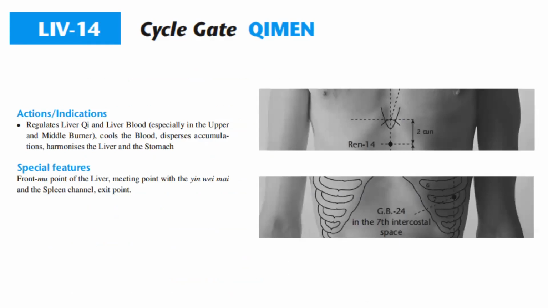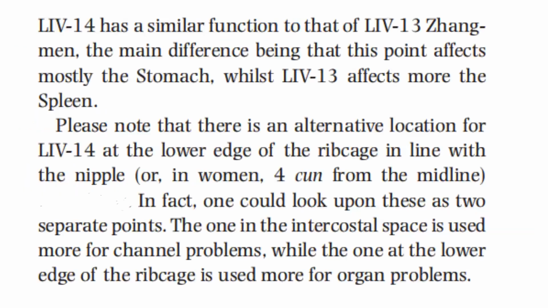Actions and indications: Liver 14 regulates liver qi and liver blood, especially in the upper and middle burner, cools the blood, disperses accumulations, and harmonizes the liver and the stomach. Special features: front mu point of the liver, meeting point with the Yin Wei Mai and the Spleen channel, exit point. Liver 14 has a similar function to that of Liver 13, the main difference being that Liver 14 affects mostly the stomach, whilst Liver 13 affects more the spleen.